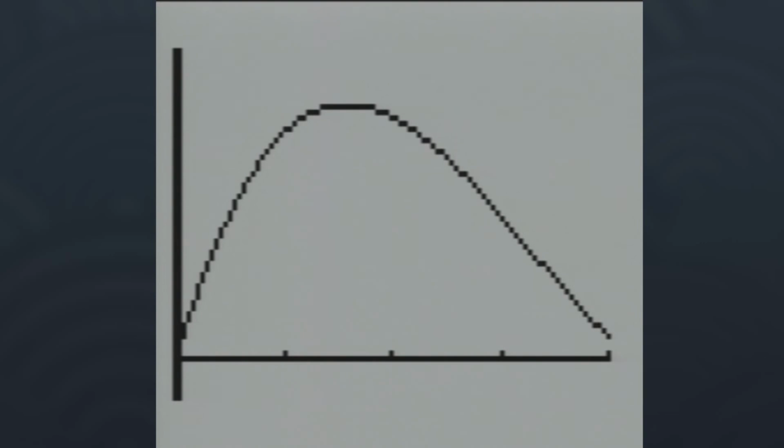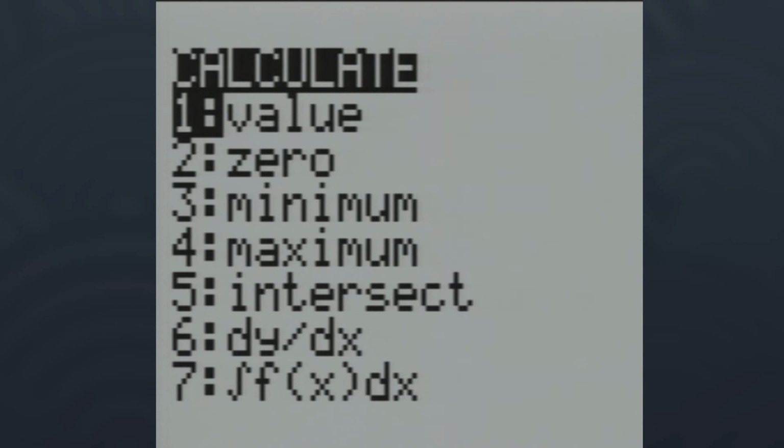So maybe we want to figure out, well, when the size of the square that we cut out is a certain size, how fast is the volume changing at that point in time? So if you do second trace, the one that's going to tell us, if you look at number 6, you'll notice it says dy/dx. Once you take calculus, you will become very familiar with that notation. That represents a rate of change. In calculus terms, it's the derivative of y with respect to x, which is always a rate of change. Specifically, it's an instantaneous rate of change.